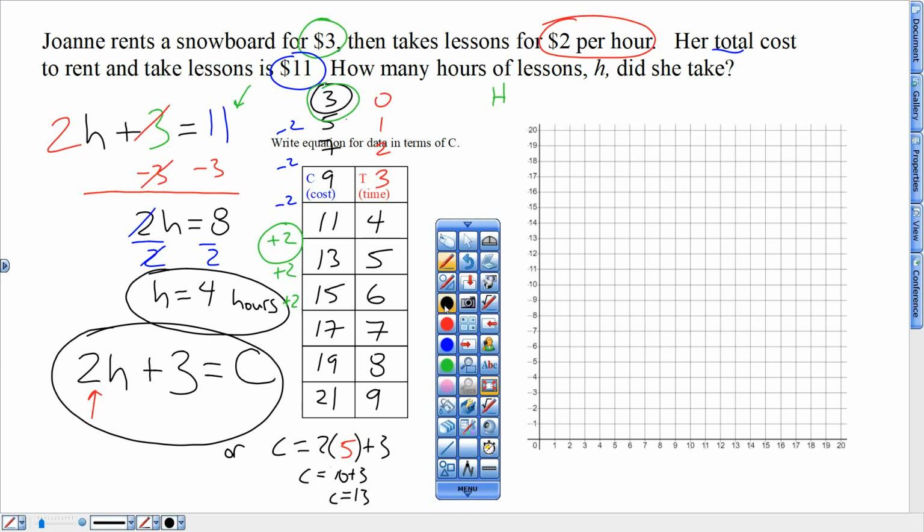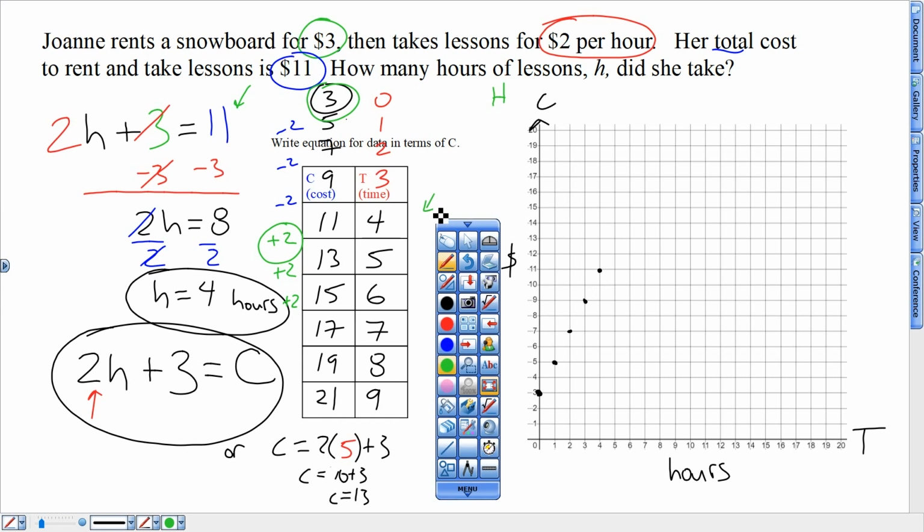I want you to be able to graph it. So graph this on graph paper. Use the graph paper whole page if you need it. This is C, cost, dollars. This is T, time, which we'll call hours. At 0 hours, the cost was 3. There's my 3. 1 was 5, 2, 7, 3, 9, 4, 11. That point I'm going to be using right here to just talk about.